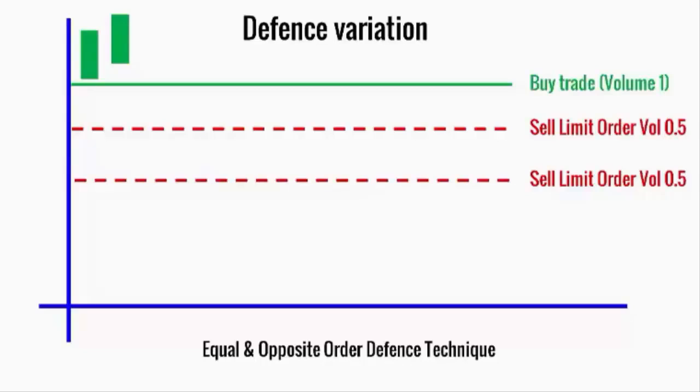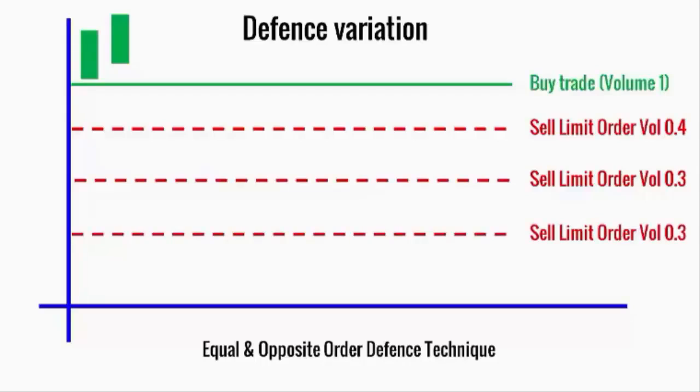Now I've used that split of two volume 0.5 defensive trades just for illustration. It could be that, for example, you go to a third one, so I still like to see them adding up to the volume 1 in this example, but here I've used 3 trades to do it.